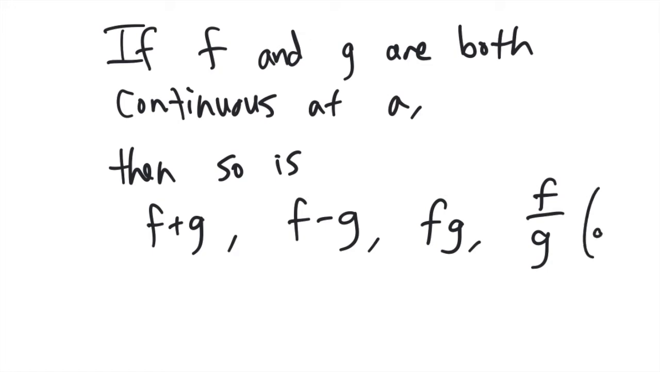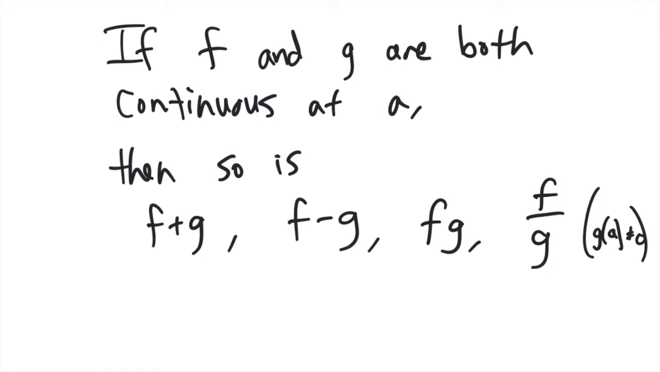This has an assumption in it, assuming that g of a is not equal to 0, because remember, you're trying to plug in that value of a. Well, you can't divide by 0, so assuming that g of a is not equal to 0, and that we don't have any of those problems, then all four of these are continuous at a if f and g both are individually continuous at a.